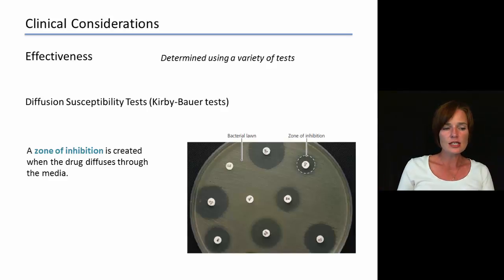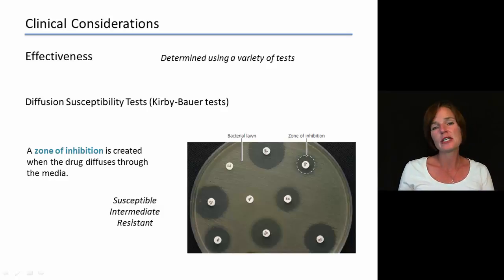So what that tells us is that that is actually where the drug has diffused to. So this gives us an idea of how far the drug is diffusing, and that's affected by molecule size, molecule shape. Those are things that do impact the diffusion. We can rank different microbes as being susceptible, intermediate, or resistant to a drug based on this test.